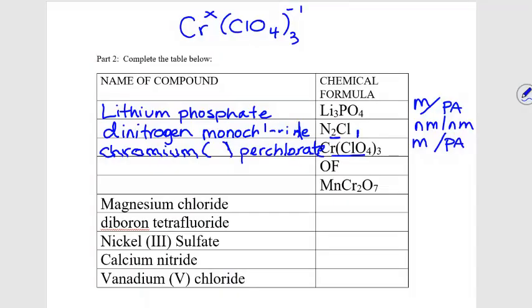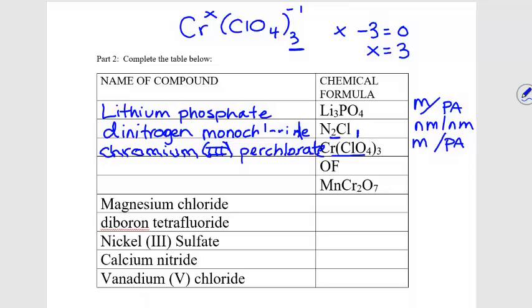And then all compounds are neutral. So bottom times top, X. Use the number outside the parentheses. 3 times -1, minus 3, plus X equals 0. X equals 3. This is chromium Roman numeral 3 perchlorate.